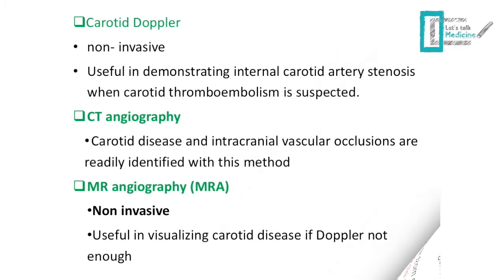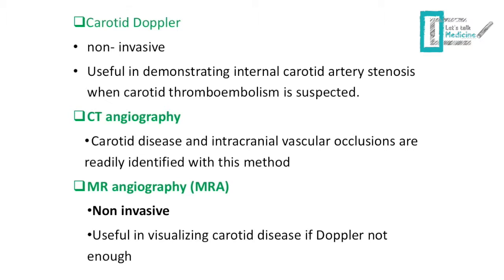We also have carotid Doppler. It's basically ultrasound, so it's non-invasive. It's useful in demonstrating internal carotid artery stenosis when you suspect a carotid artery thromboembolism. We also have angiography. So you have CT angiography and MR angiography, which uses MRI. The thing about CT angiography is that it's invasive. You inject a contrast and you take the images. So it can show you carotid disease and intracranial vascular occlusions.